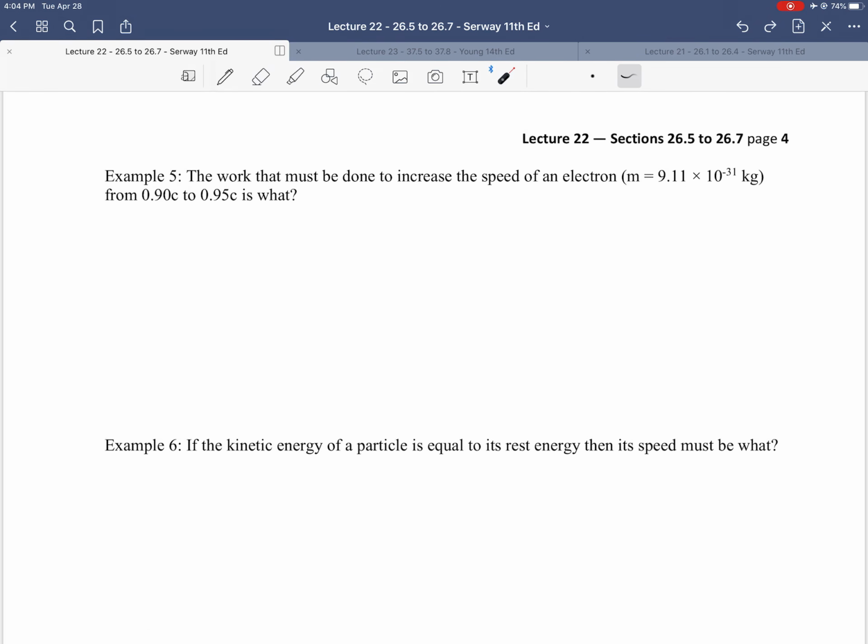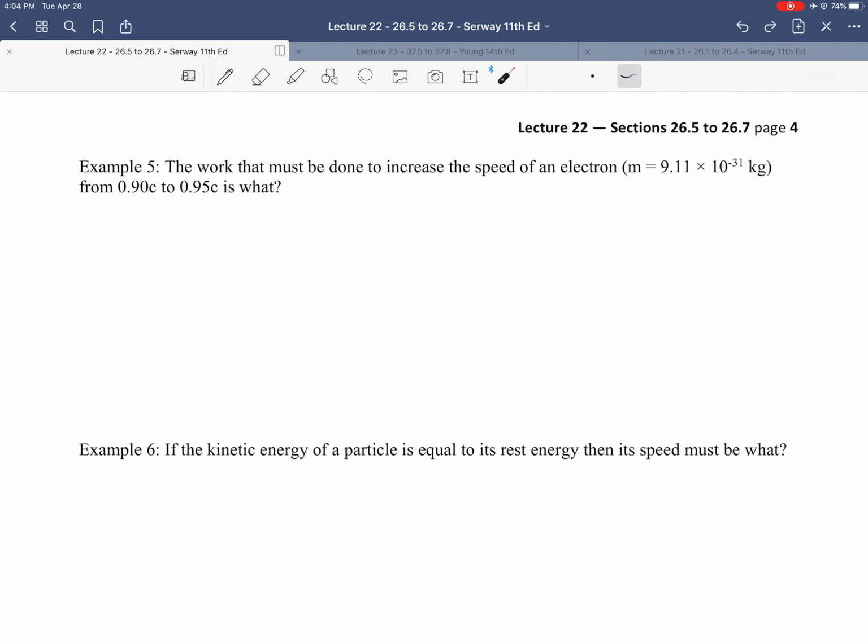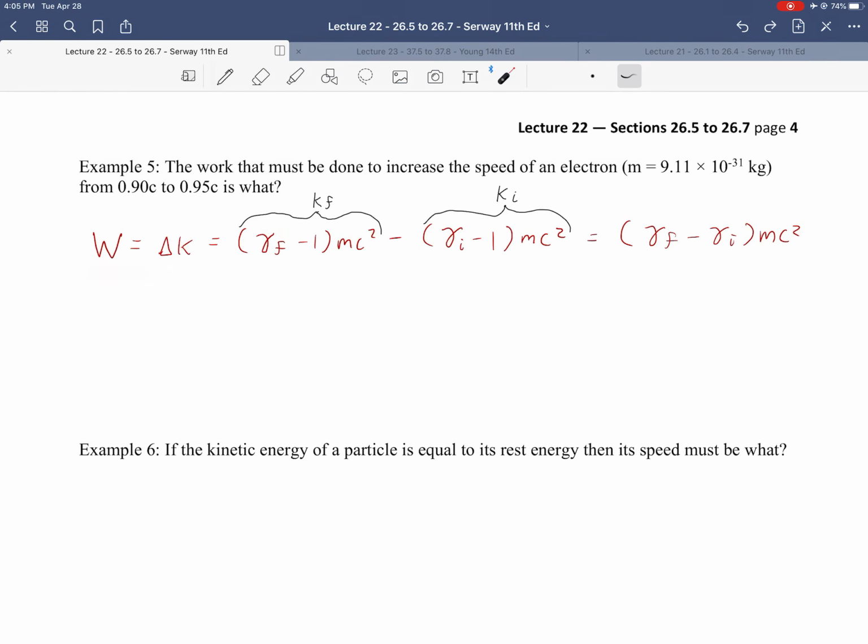All right. So I'm actually going to do one example on this one. So I'm going to do example 5 because it mentions work and we haven't done that. So the work that must be done to increase the speed of an electron, given the mass of the electron, from a speed of 0.9 c to 0.95 c. So how much work does that take? The reason I'm showing you this example is I want to show you that the work kinetic energy theorem applies equally well to relativity, because as long as we use relativistic kinetic energy, we can still use W equals delta K. W equals delta K is still true.